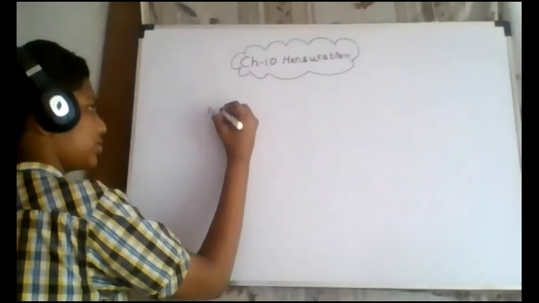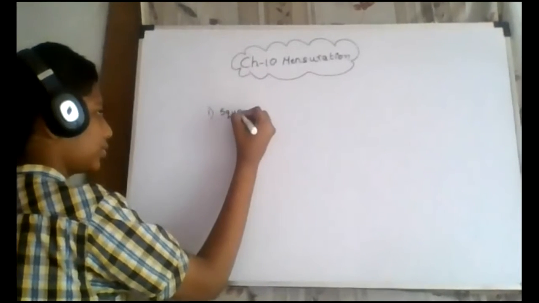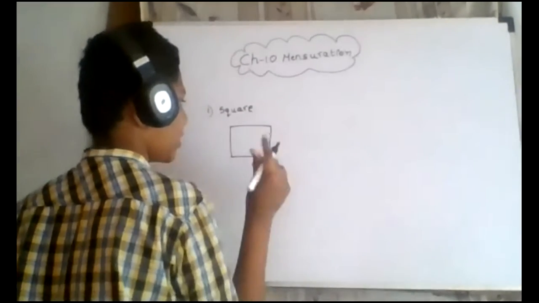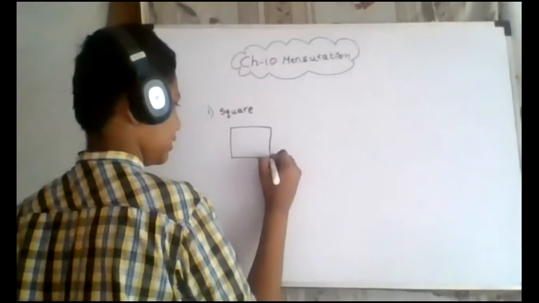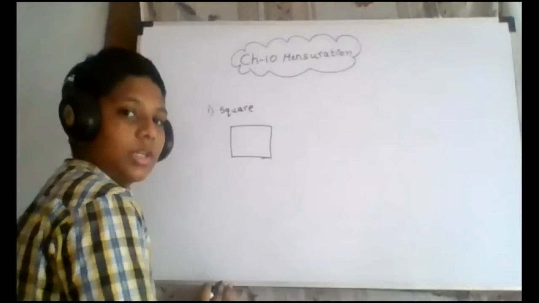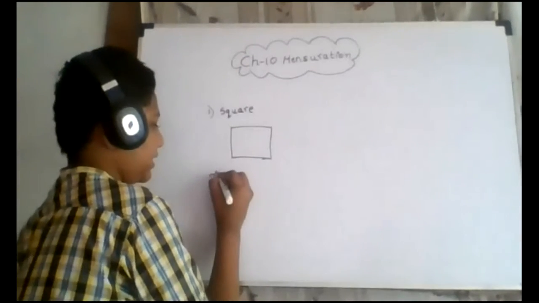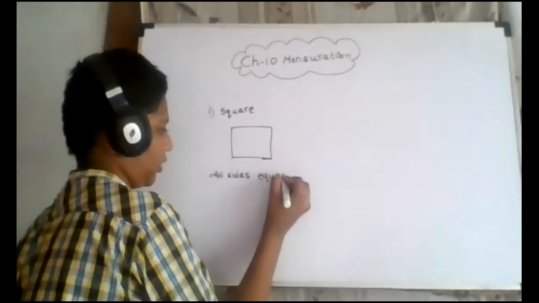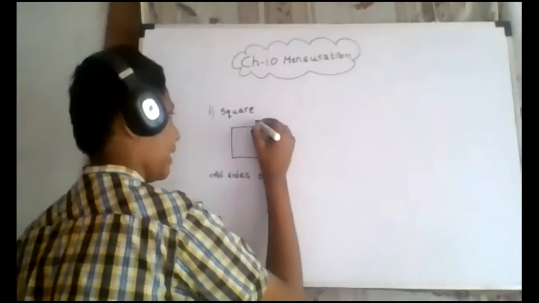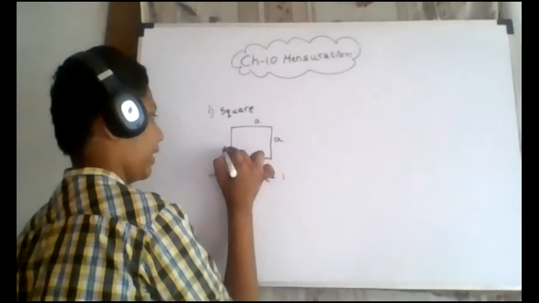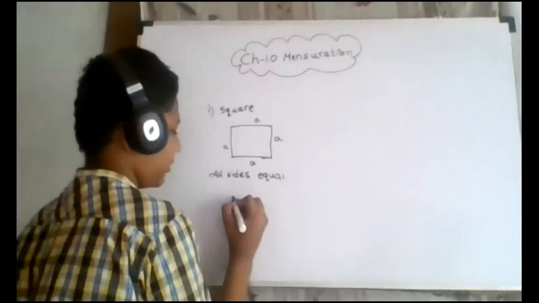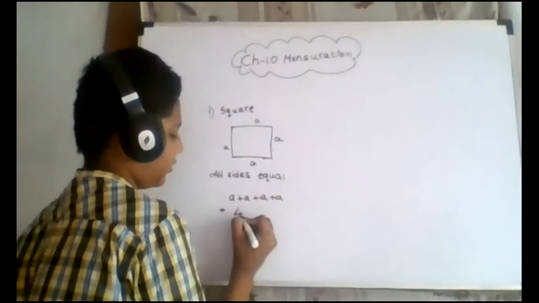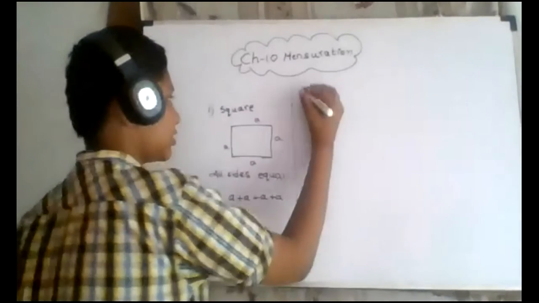The first figure is the square. The property of a square is that all sides are equal. Let every side be A, A, A, A. So what is the perimeter? The distance covered by the boundaries, that is 4A. This is the formula for a square.